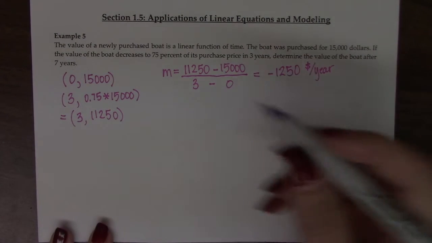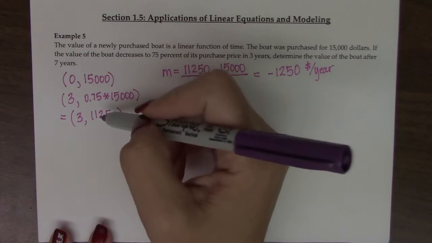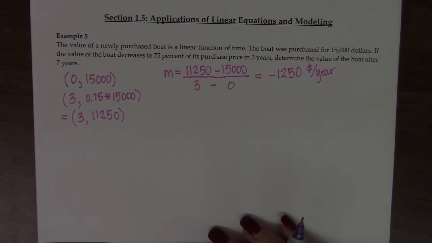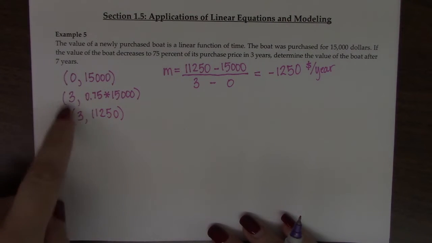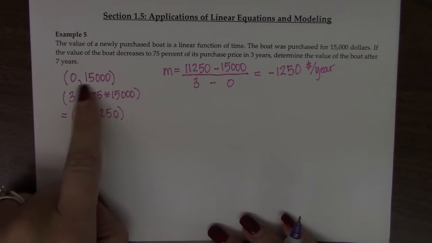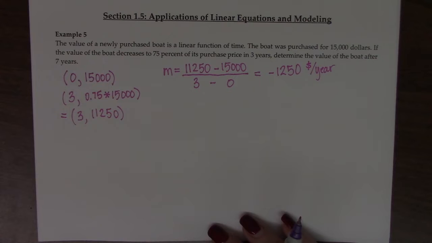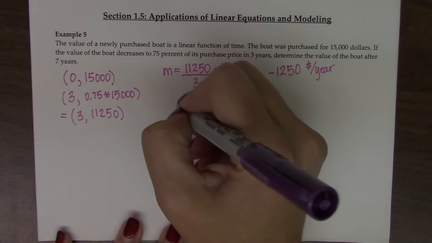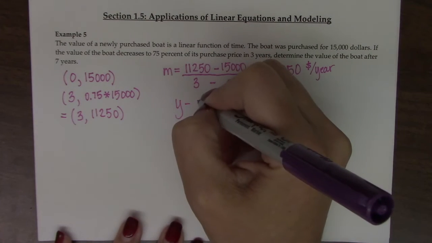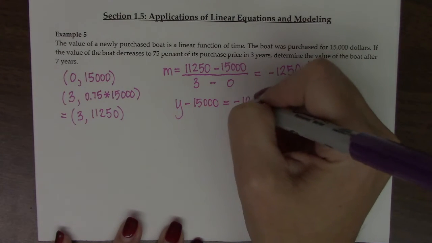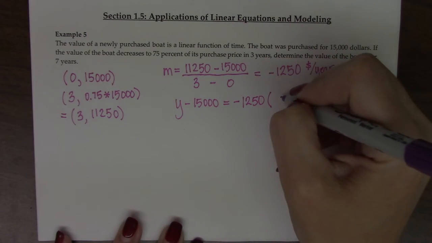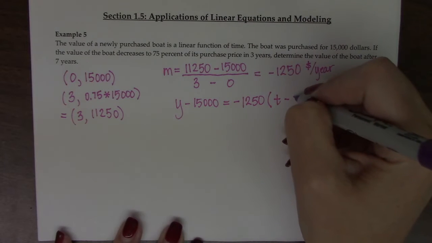Now to write the equation of the line, I can pick either of these 2 points. Unlike the previous problem where the points were just numbers, you're still going to get the same line no matter which point you pick. But if one of your points has a 0 or a 1 in it, you should pick that because it's much easier to work with. So I'm going to pick the first point: y minus 15,000 equals negative 1250 times t minus 0.